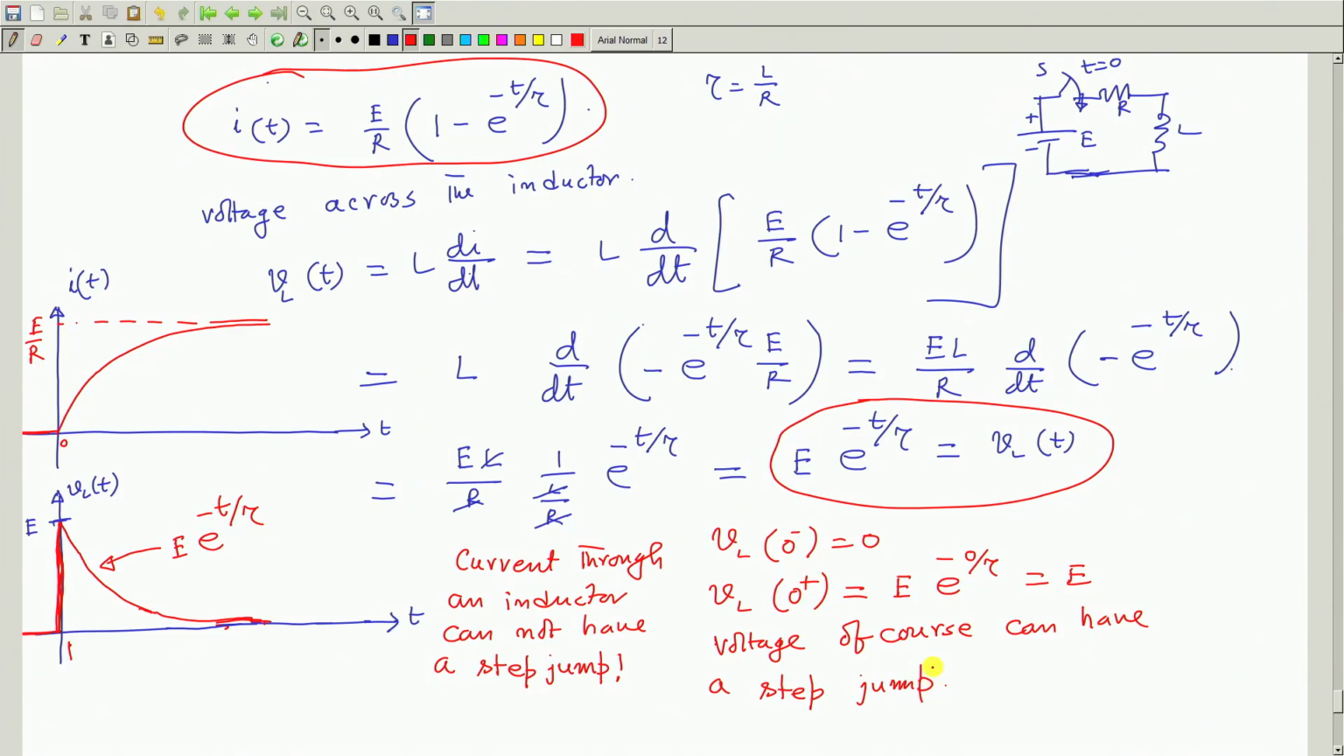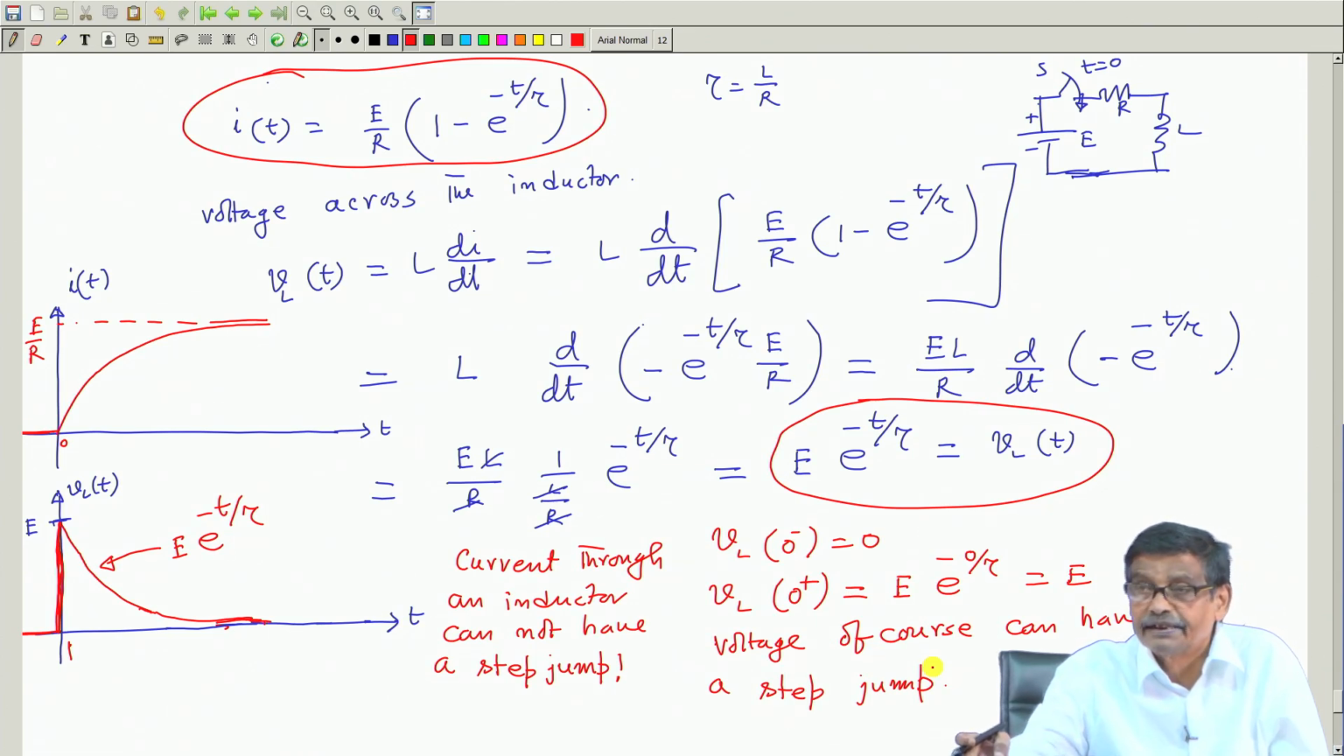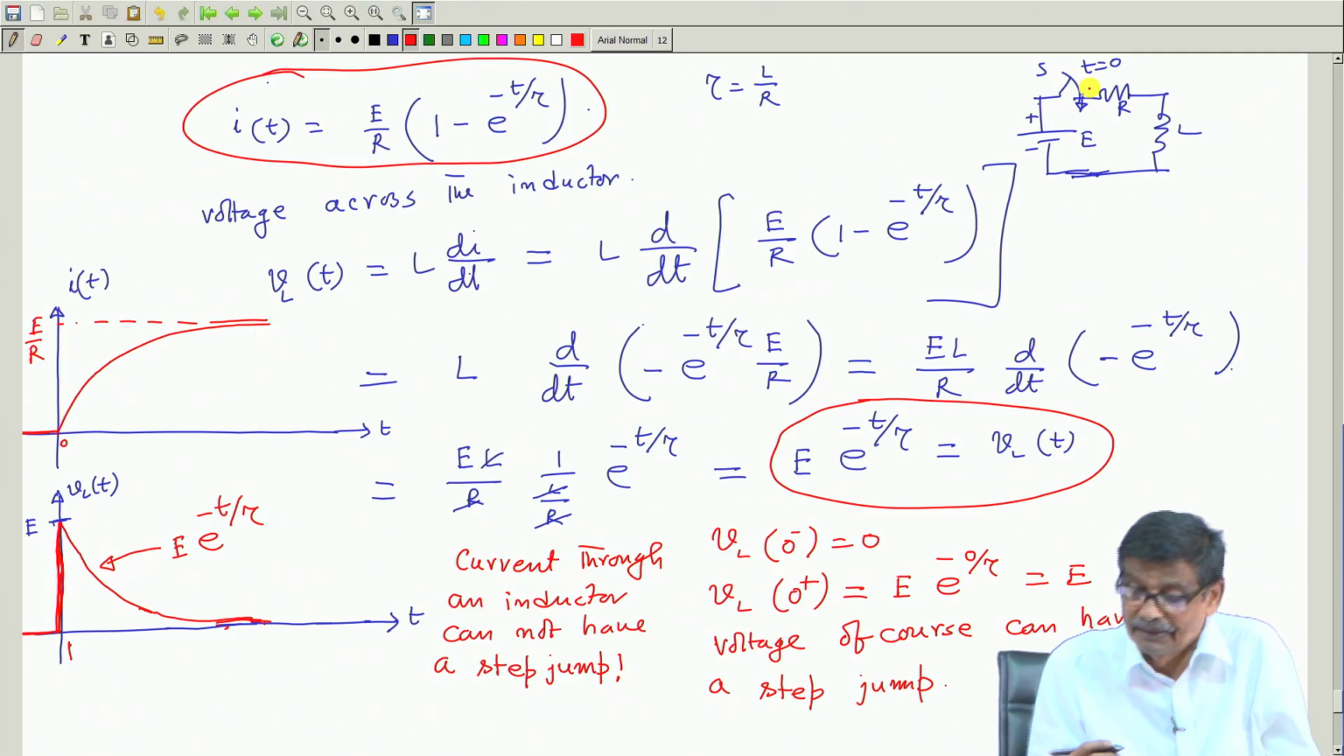So, in this example also we have been able to store energy in the circuit, is it not? E by R is the final current, but if you want to sustain this current in this way, there will be additional power loss always taking place in R. Got the point? So, I want to tell you, you can do one thing.